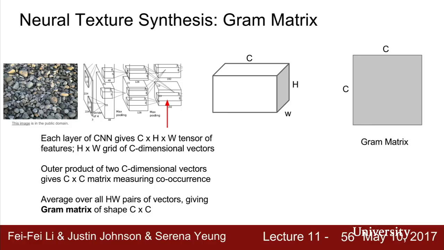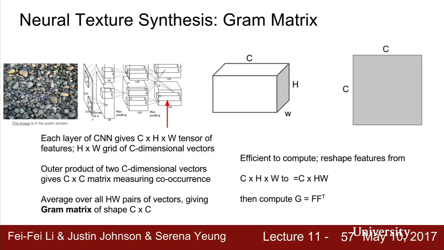Instead, it's just capturing these second-order co-occurrence statistics between features. And this ends up being a nice descriptor for texture. And by the way, this is really efficient to compute. So if you have a C by H by W 3-dimensional tensor, you can just reshape it to C by H times W, and then take that times its own transpose and compute this all in one shot.